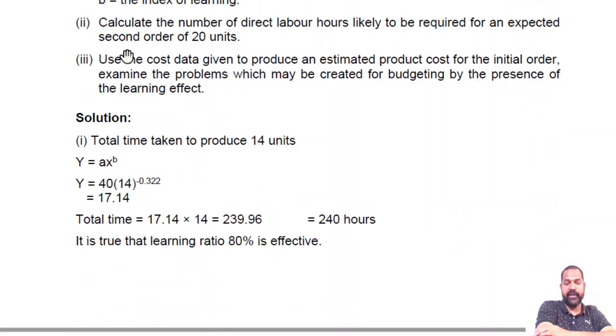What does the question say? Calculate the number of direct labor hours likely to be required for an expected second order of 20 units. Oh, so a second order of 20 units is placed and you want me to do that? Oh, this is a little confusing. Second order.